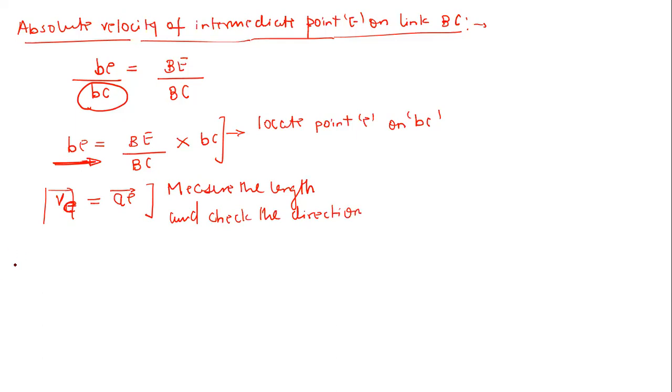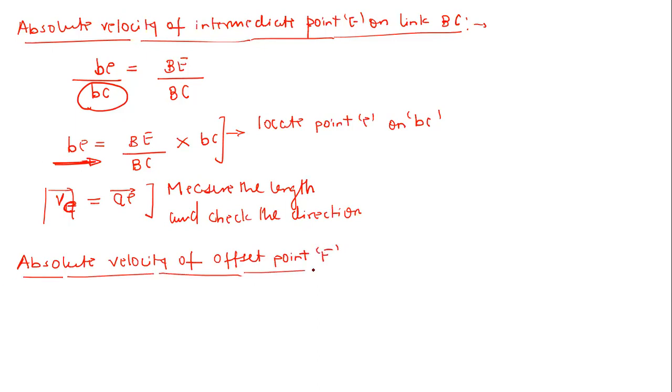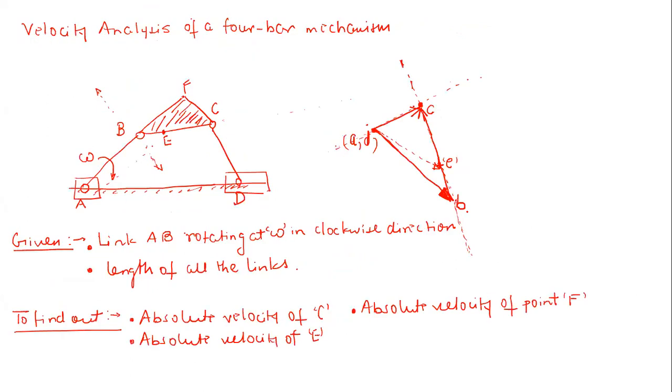Now let us come to the absolute velocity of offset point F. This is also very important. Here I am going to mention a very important concept later on. But first of all, let us see this absolute velocity of offset point F. Now we are interested in finding the velocity of this point F with respect to either A or D, right? Just tell me how can we do that? How is it possible? Any guess? Just try to think in that direction.